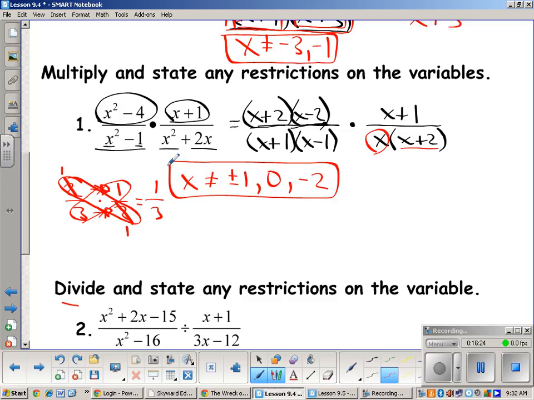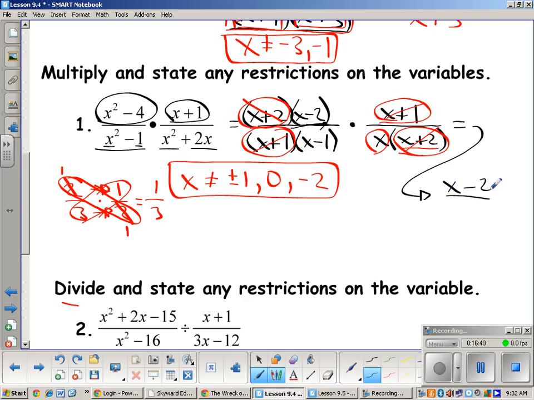So if we go back here, I have an x plus 2 on top, I have an x plus 2 on the bottom. And x plus 1 on the bottom, x plus 1 on top. And so, anything else in common? No? So this is equal to, on top, x minus 2 is left. And on the bottom, what's left? X times x minus 1. Okay, x times x minus 1. Good. I was afraid we overlooked that x. So there it's reduced.